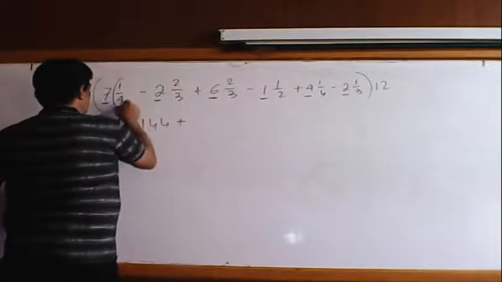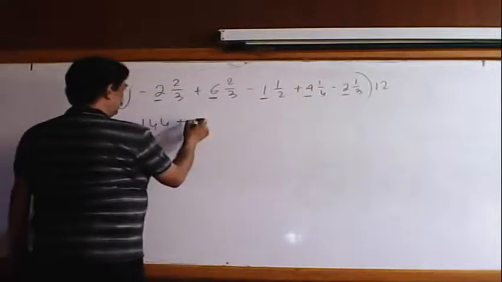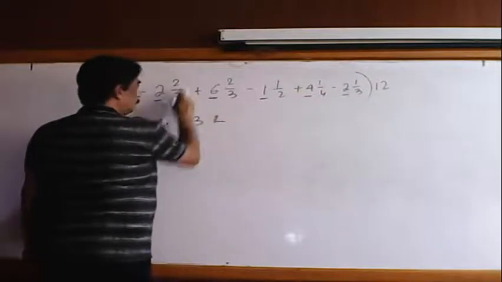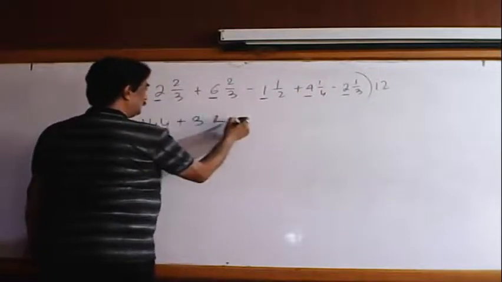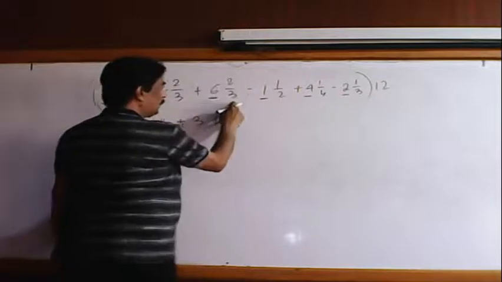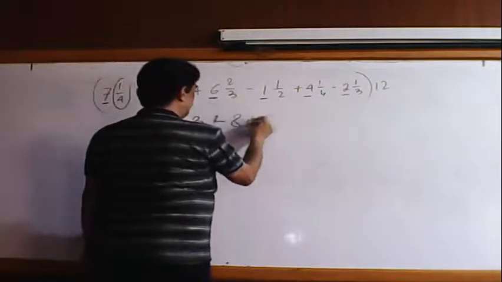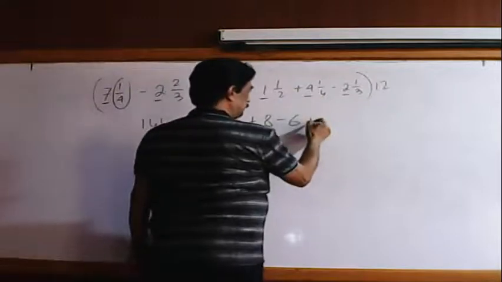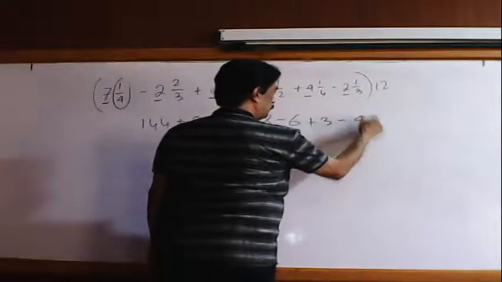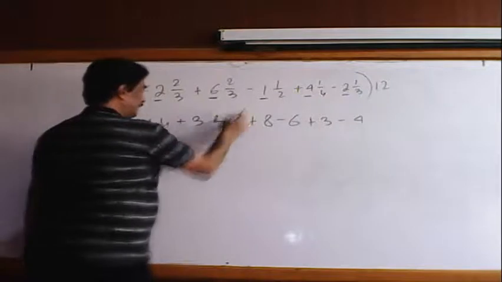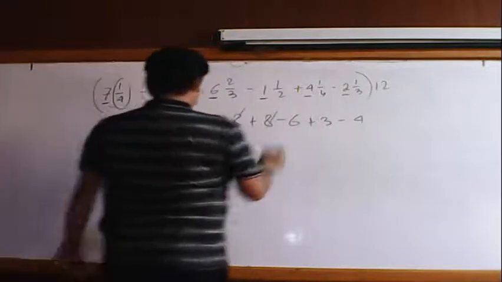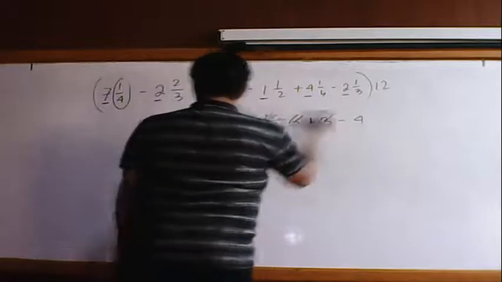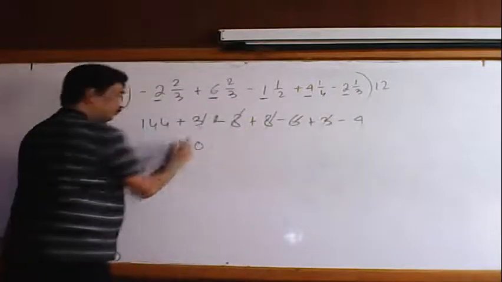Now next case. This is a plus sign: 1/4 of 12 is 3. Minus sign: 2/3 into 12 is 8. Plus 8, minus 6, plus 3, minus 4. Now observe, these 8 cancel. Now this 3 and 3 is 6, and this 6 cancels, minus 4. So your result is 140.